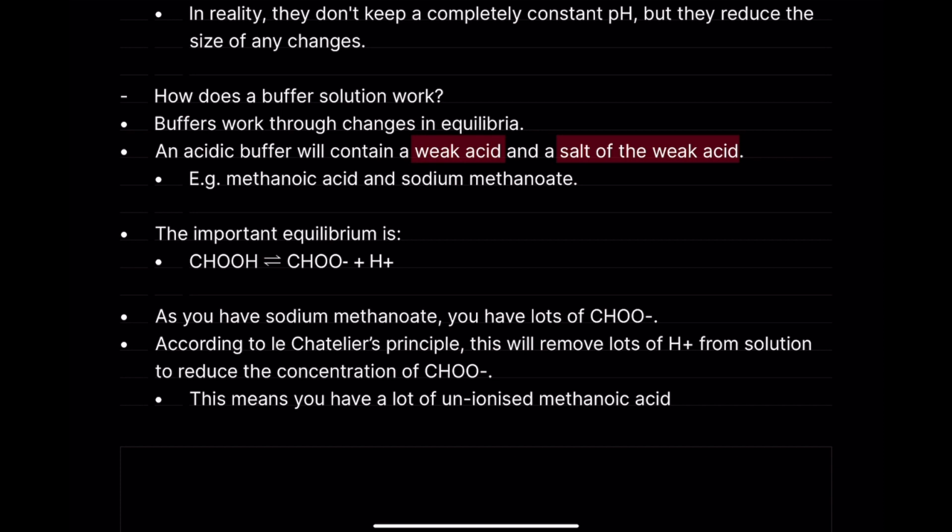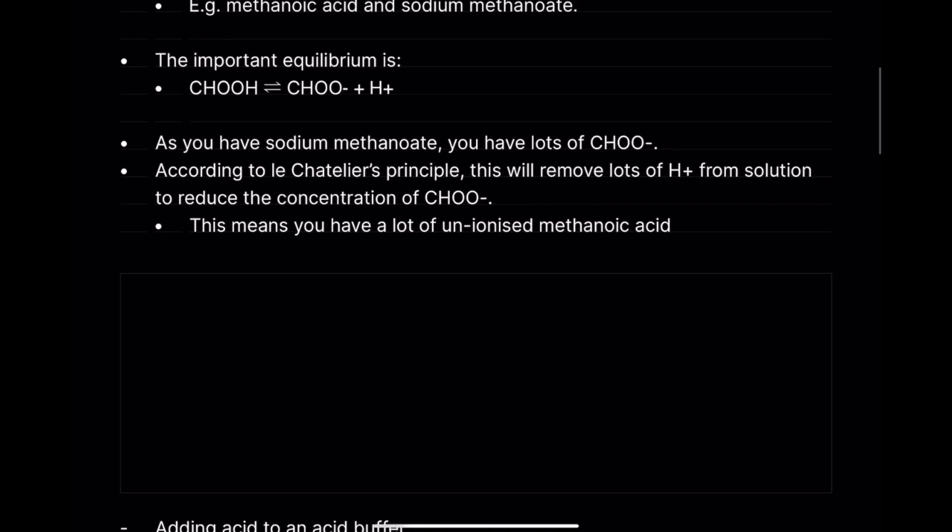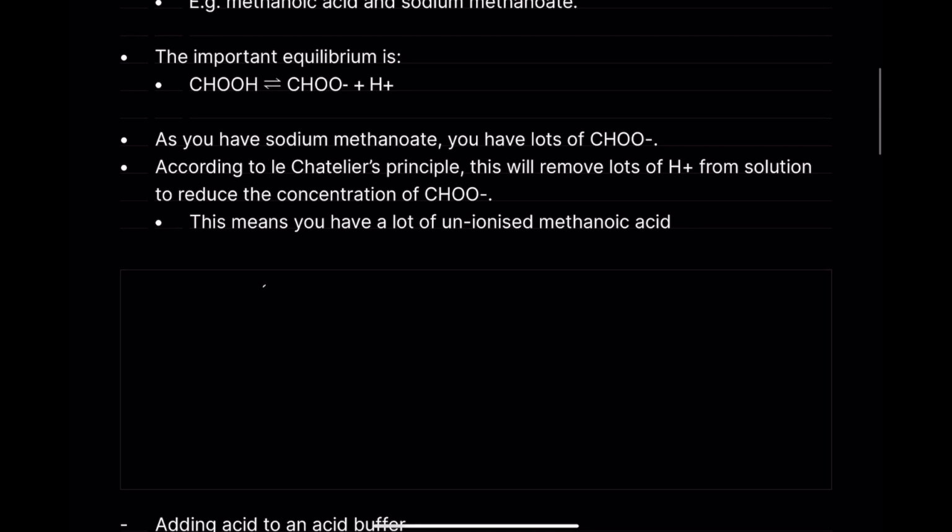And according to Le Chatelier's principle, we will remove lots of H plus from solution to reduce the concentration of methanoate ions, and this means that you have lots of unionized methanoic acid. So I'll show you an example of what I mean here, why both of them work together. This is what the two equilibria would look like. So we have methanoic acid.